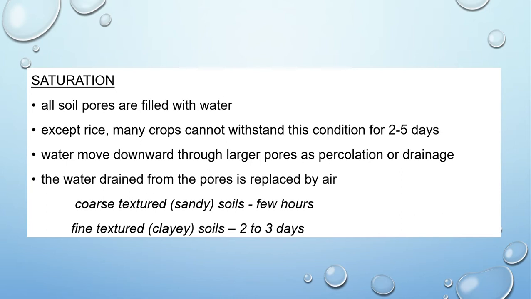So if the saturated condition lasts for 2 to 5 days, then most crops wilt or rot. So the water moves downward through the larger pores as percolation or drainage. So in this case, the water moves downward.